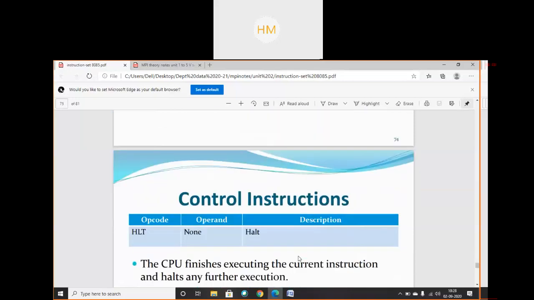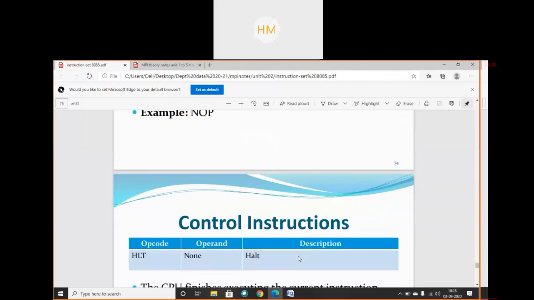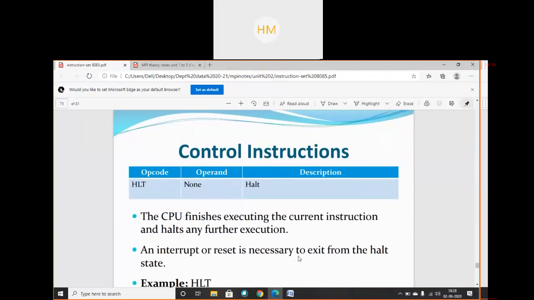Okay, next instruction. Everyone has written NOP. Next instruction is HLT, halt instruction.